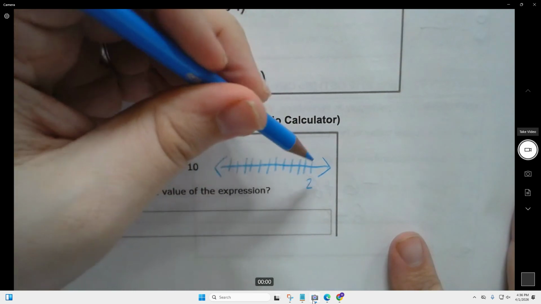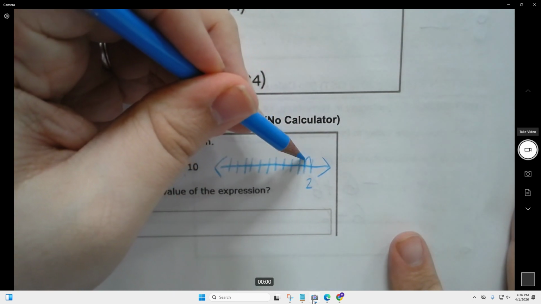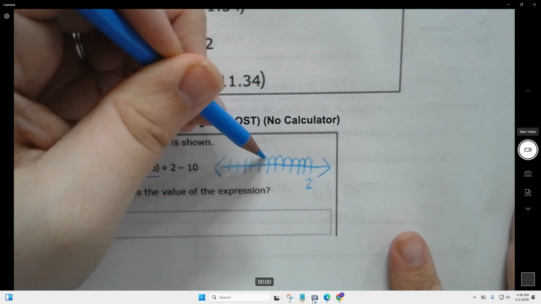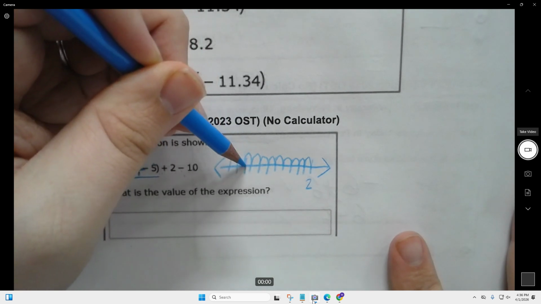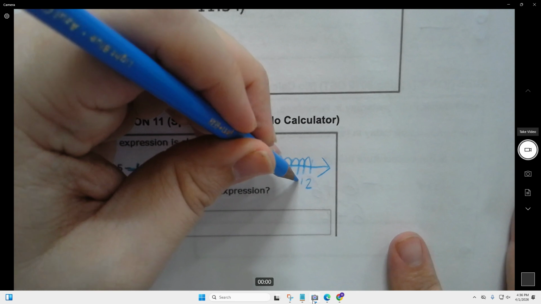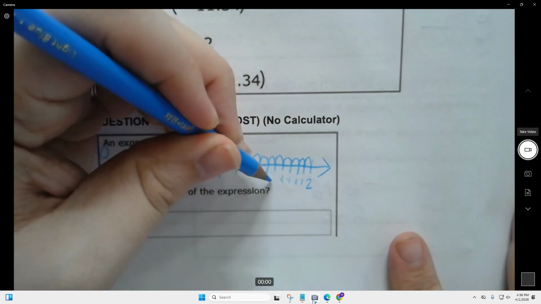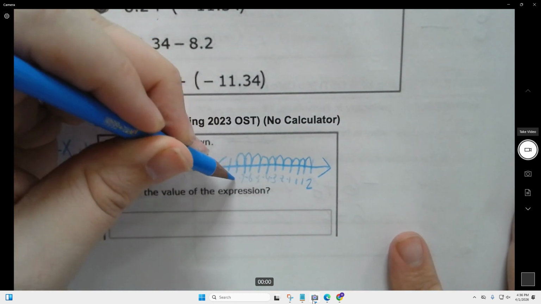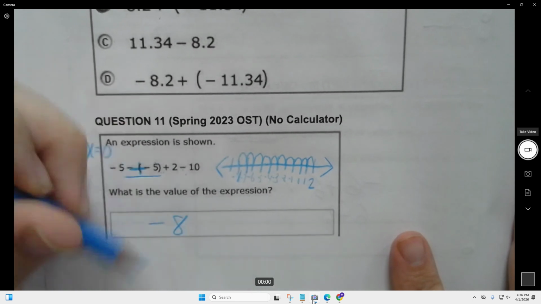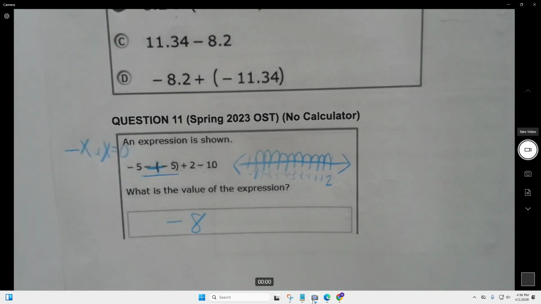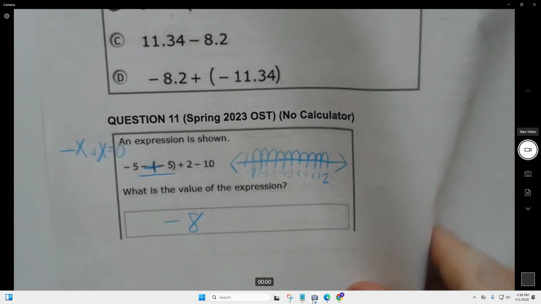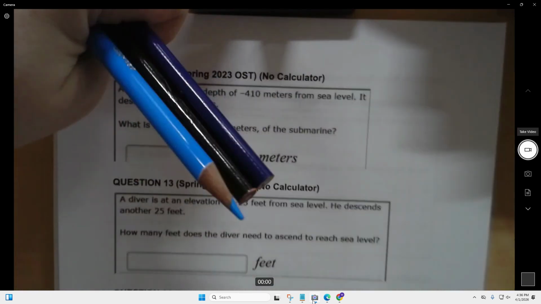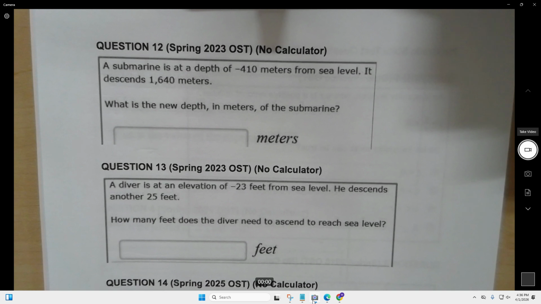Here is 2 minus 1, 2, 3, 4, 5, 6, 7, 8, 9, 10. And that 10 is at negative 8. So that's the answer. All right, we're just flying through. Here we go. Still no calculator.